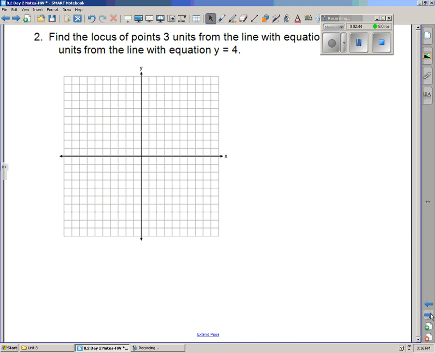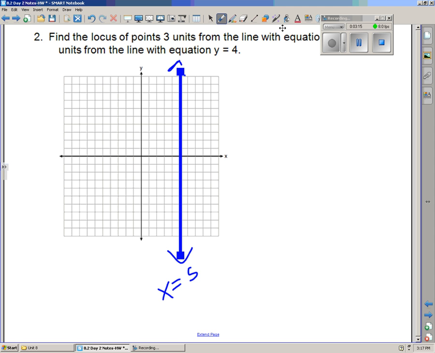Next one. Find the locus of points 3 units from the line whose equation is x equals 5 and 2 units from the line whose equation is y equals 4. Well, let's do these a little bit separate. So the first given equation is x equals 5. X equals 5, I know, happens to be a vertical line, 1, 2, 3, 4, 5. So here's x equals 5. So there's x equals 5.